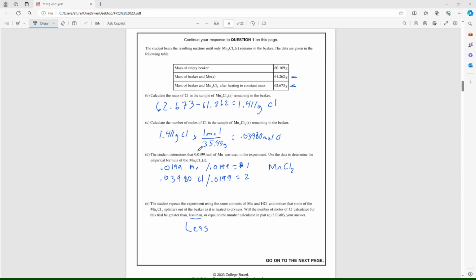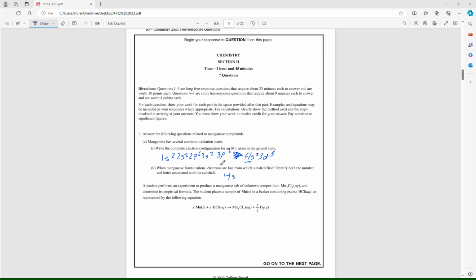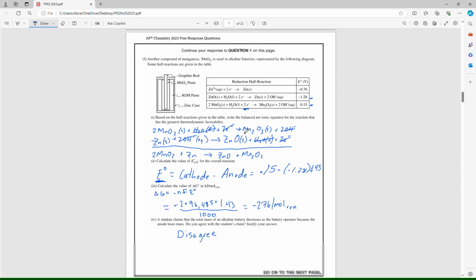Oh, there was one thing I wanted to mention. In part A1, you could have written the shorthand notation. So instead of all of this nonsense, you could just write the noble gas, which is represented by this first part here, and then you could just write the 4s2 3d5. So if you're wicked smart and you like to just use the shortcuts, go ahead, you can. That is an acceptable answer.